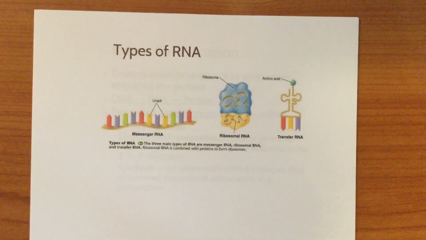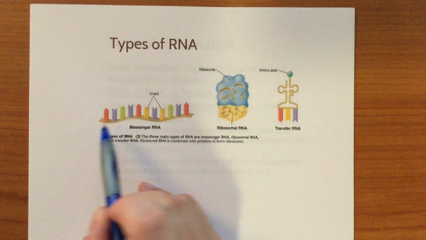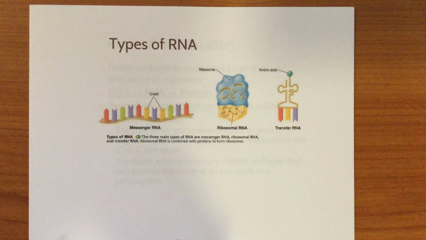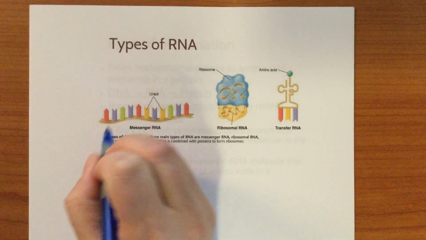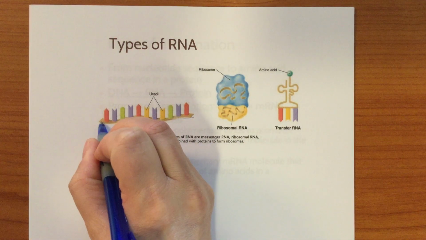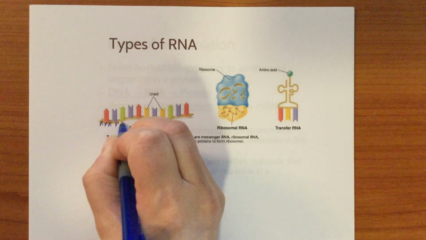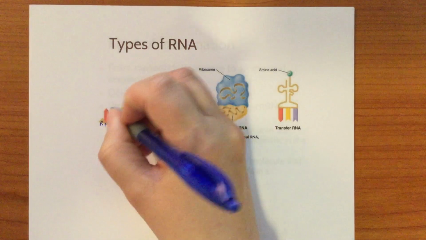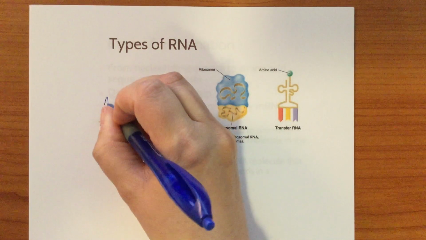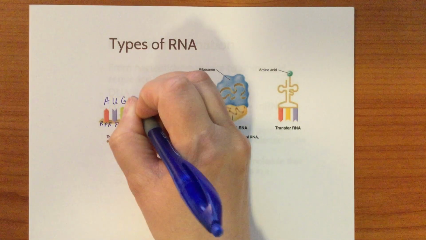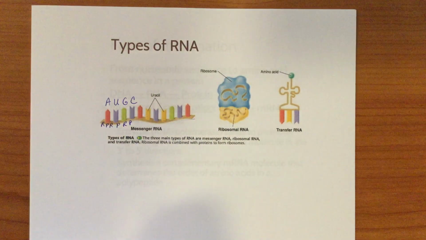Okay, so I included a picture of all three. Here's your single-stranded messenger RNA. This is the cartoon version. Remember that you're going to have your ribose and your phosphate and your ribose and your phosphate and your ribose and your phosphate. And then these, of course, are the bases. So this would be something like A, U, G, and C all along here, single strand.